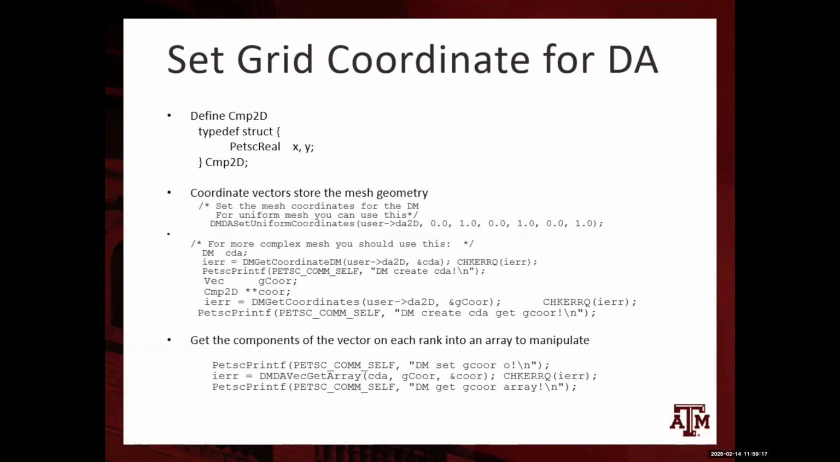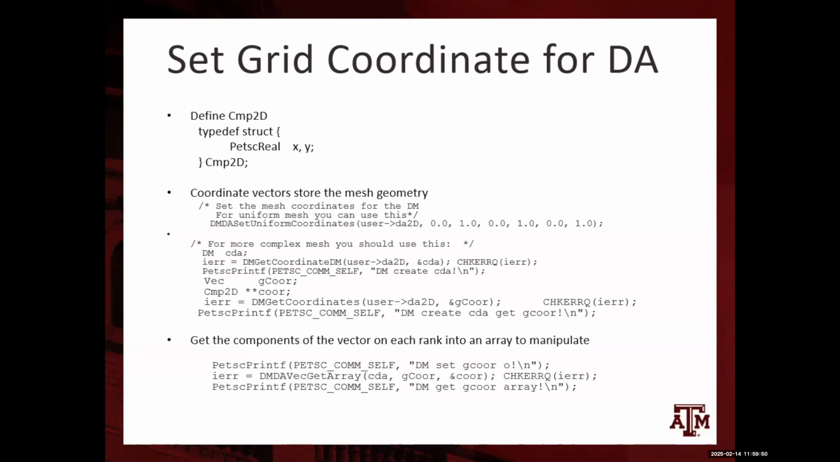Now, let's go and create the grid, the coordinate system for the grid. Let's define another structure called component 2D, com2D. Copy and paste this below your user context, and above your create context subroutine.